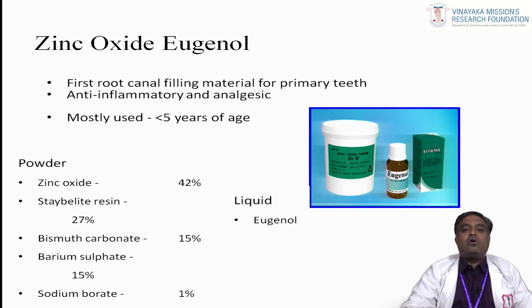The composition of zinc oxide eugenol is zinc oxide 42%, Staybelite resin 27%, bismuth carbonate 15%, barium sulfate 15%, and sodium borate 1%. The liquid is eugenol.